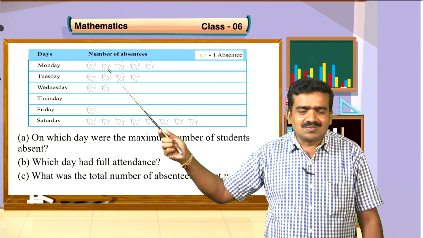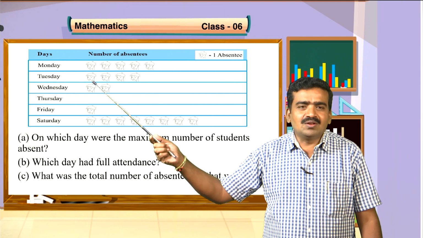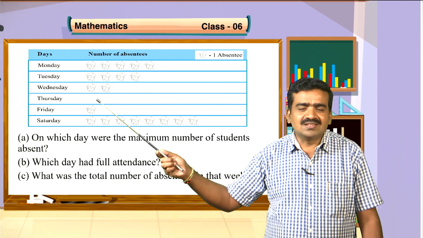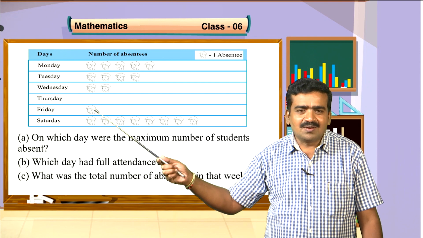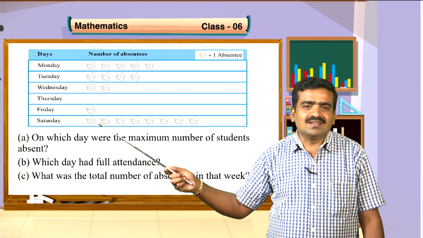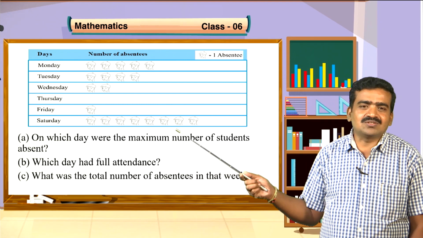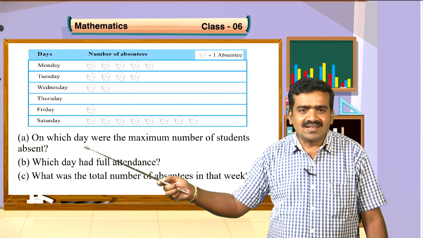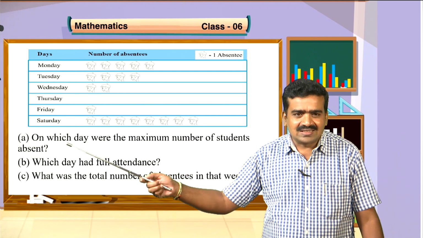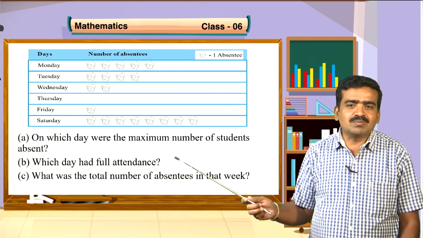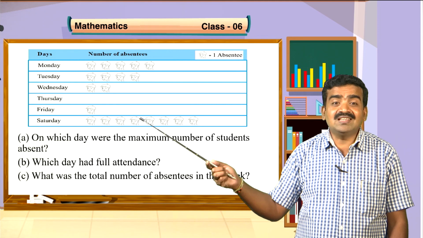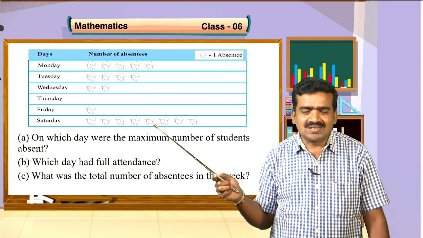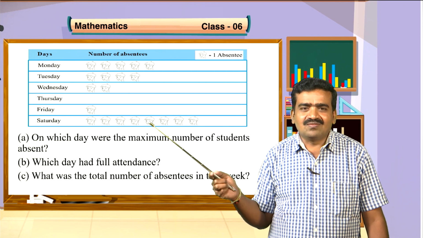5 students are absent on Monday, and on Tuesday 4 students are absent. Wednesday, 2 students are absent. There is no absence on Thursday and 1 absence on Friday, and there are 2, 4, 6, 8 students absent on Saturday. So, based on the data provided, we have to answer the questions. The first question is: on which day were the maximum number of students absent? It is easy to find out the day where the maximum number of students were absent. It is easy to find the answer now.